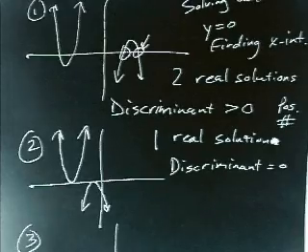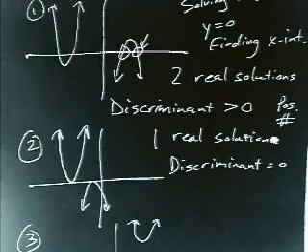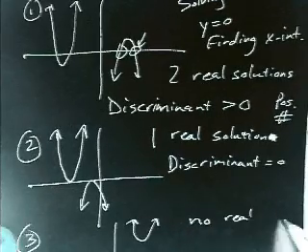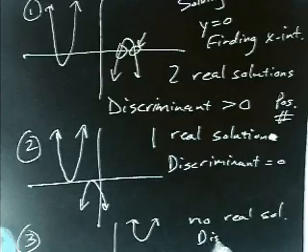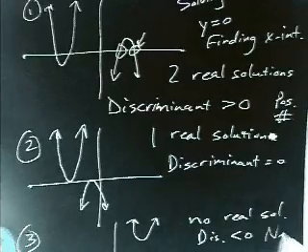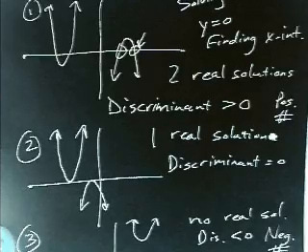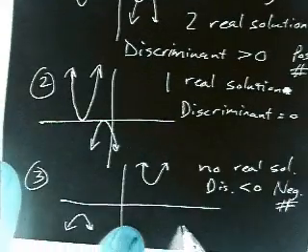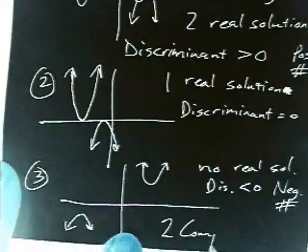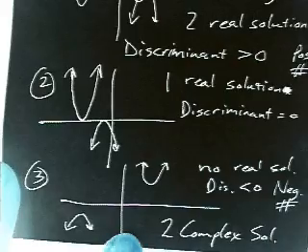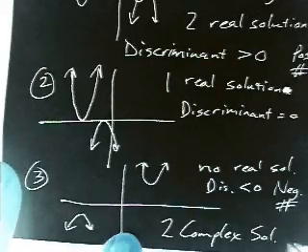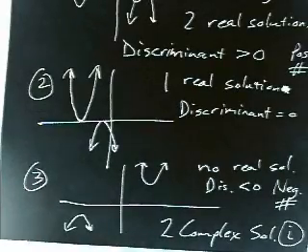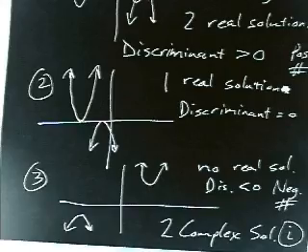And then the last situation is where it never crosses the x-axis. And in that case, there are no real solutions. That's when the discriminant is less than 0, or a negative number. This situation causes something different to happen. We have two complex solutions. In other words, you're going to get i's in your answer. Okay? So look out for i when it comes to those situations. As soon as you see complex solutions, you know that the parabola never touches the x-axis.